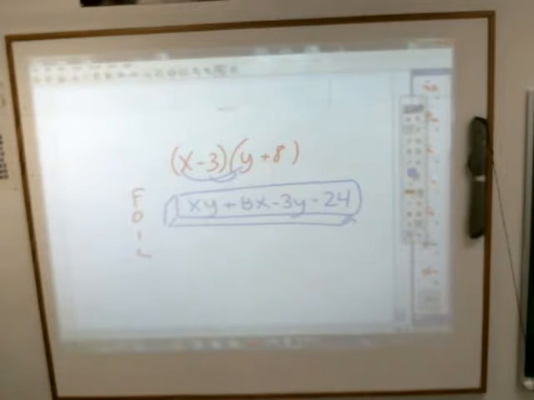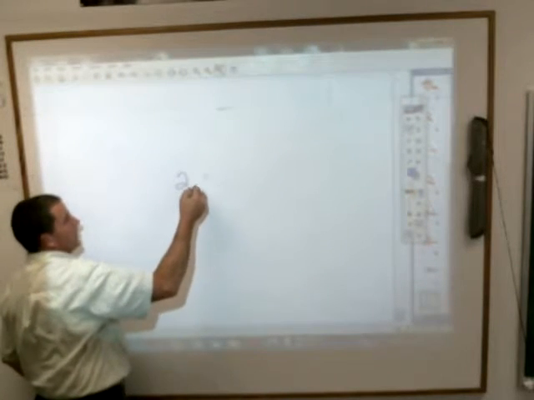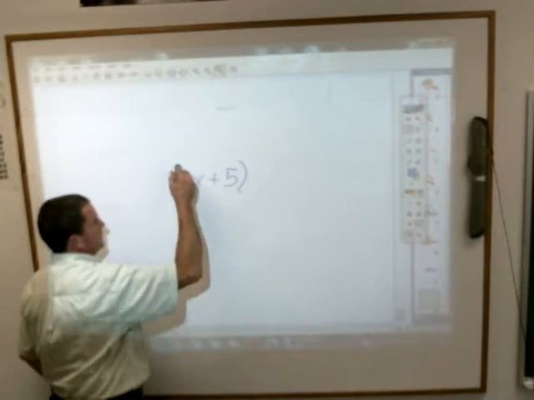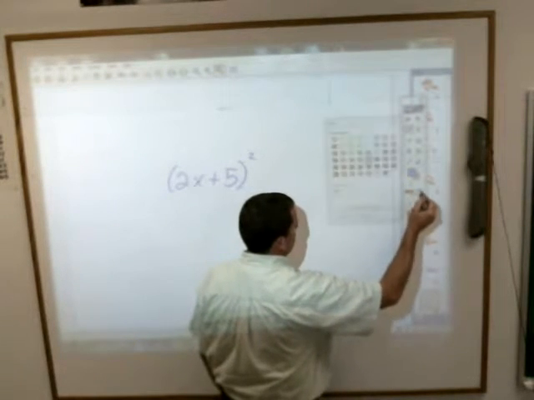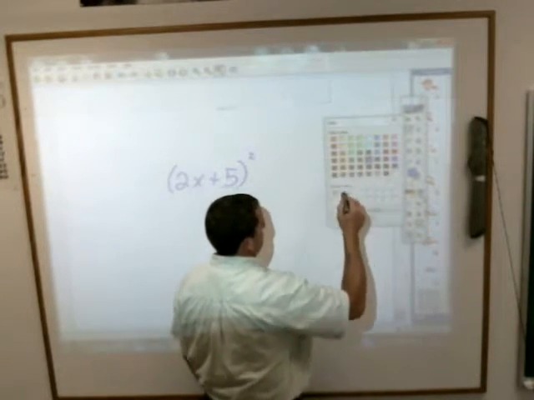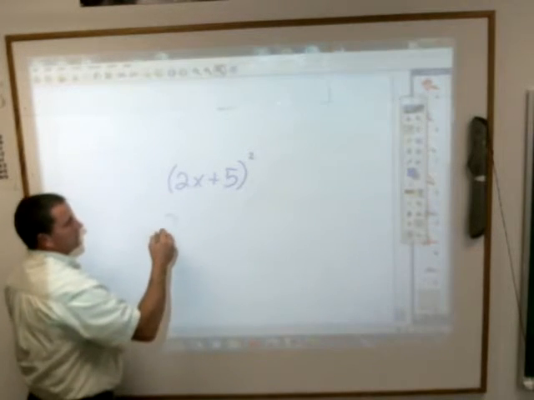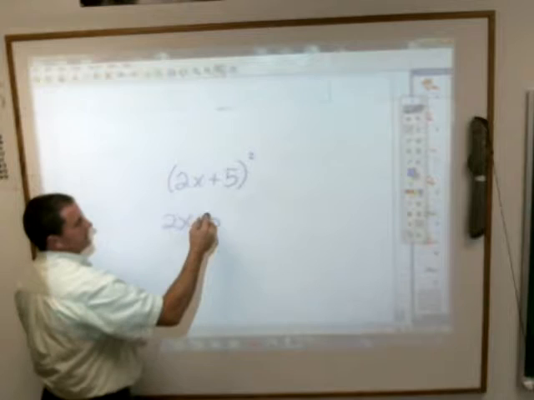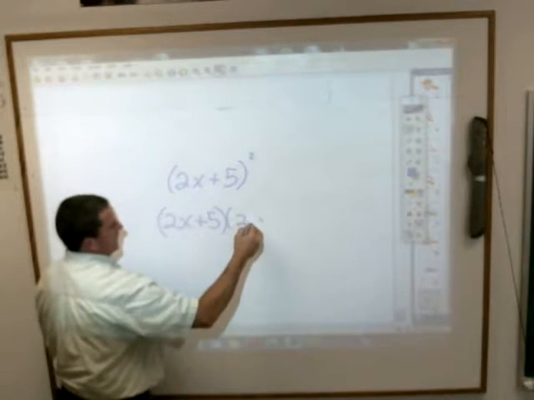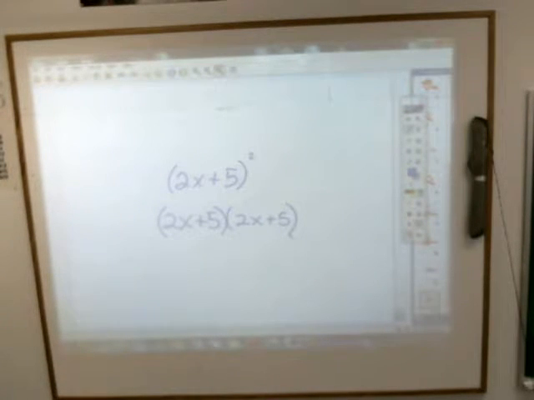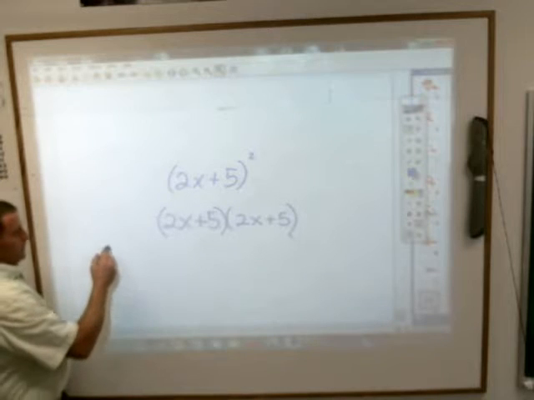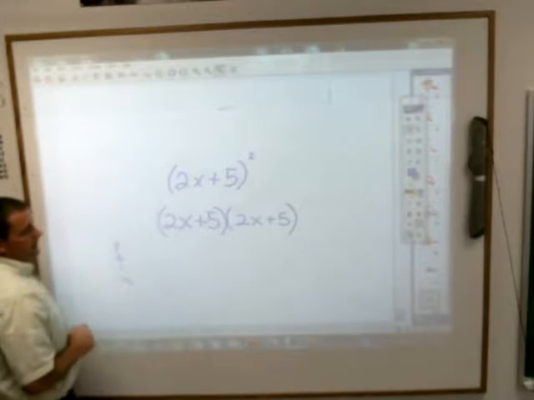Now, looking at the problems that you were supposed to do for today: 2x plus 5 squared. That was an actual problem from today's assignment. It's always best to write out what it would really be. You end up with 2x plus 5 times 2x plus 5. That is the binomial times the binomial. Again, thinking FOIL, jot it down.